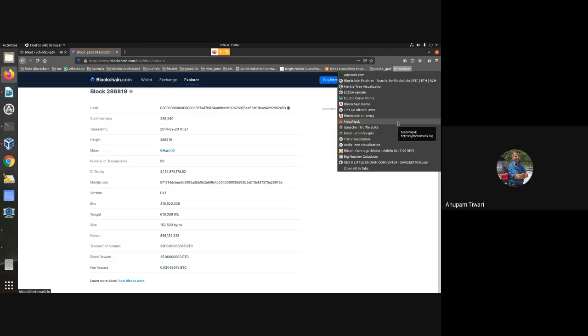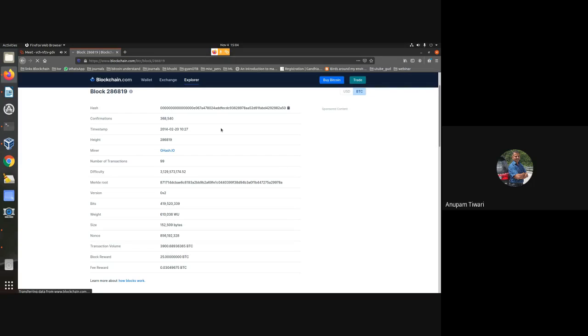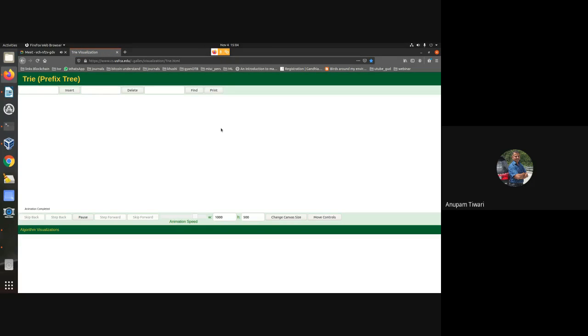So the best part is that everything in the domain, blockchain especially, is open source. In case somebody has a keen interest, everything is open. So first of all, we'll see the trie. Now, if I insert here, it produces ANUPAM. Each alphabet is depicted separately.